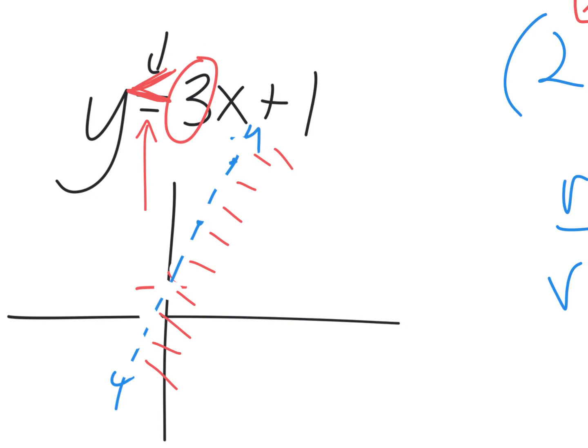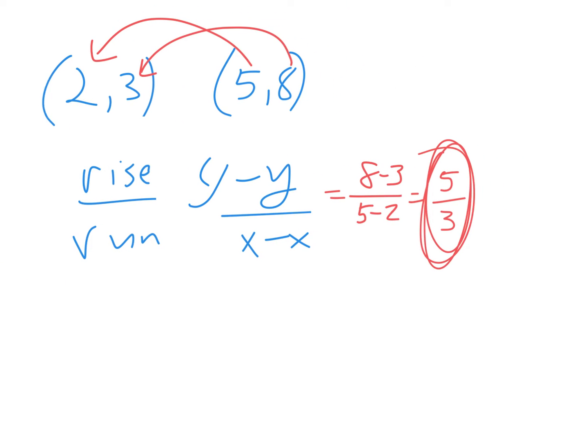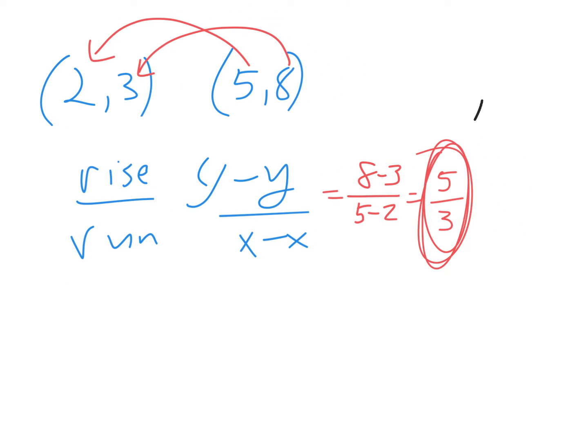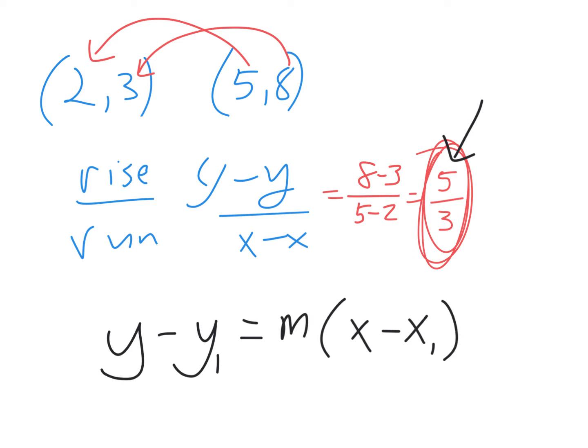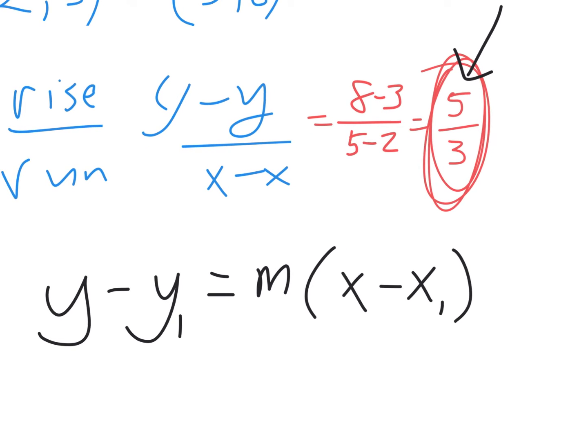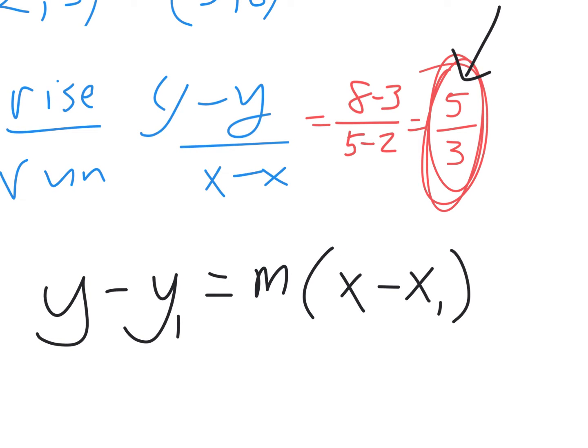Okay, what else is on your quiz? Remember back to these 2 points? We found the slope of them was 5/3. Do you remember how to use this? y minus y1 equals m times x minus x1. Cell phones go away at this point. Okay, Kennedy, can you tell me where the slope should go? Yep. So this is going to be 5/3.